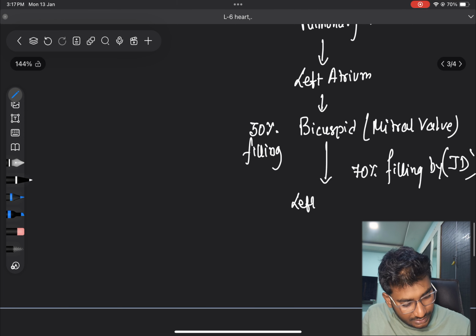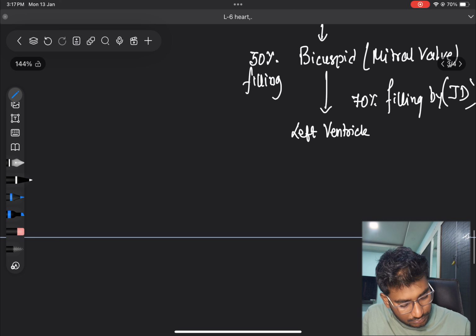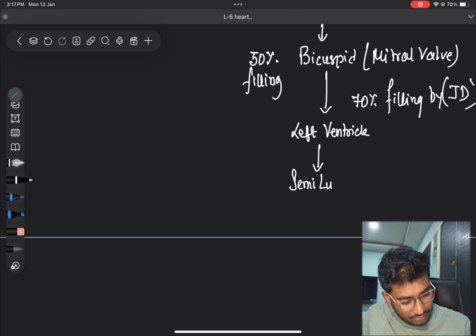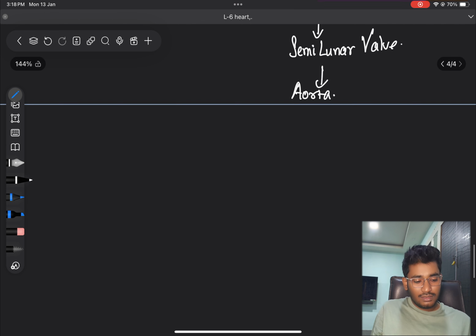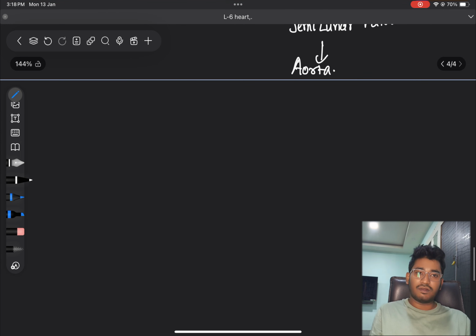Here the left ventricle comes to the semilunar valve, then comes to the aorta. By the aorta, the blood goes away. Okay. Now, blood goes away through the aorta to the whole body.